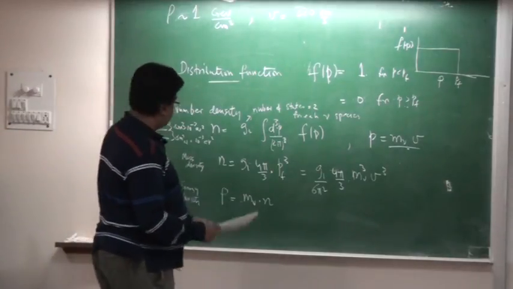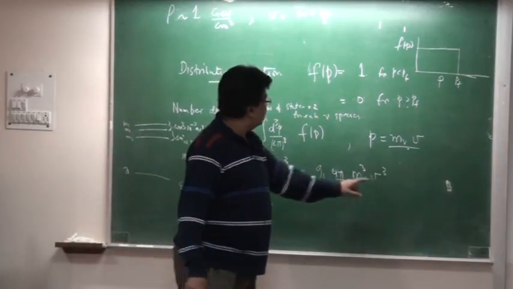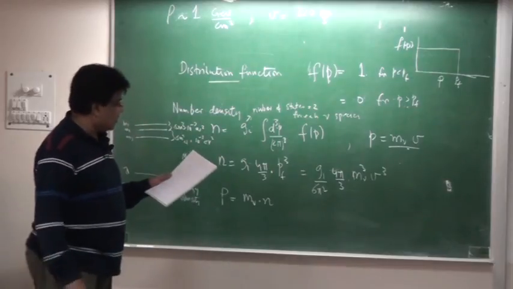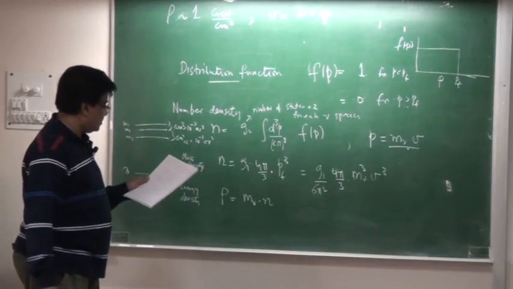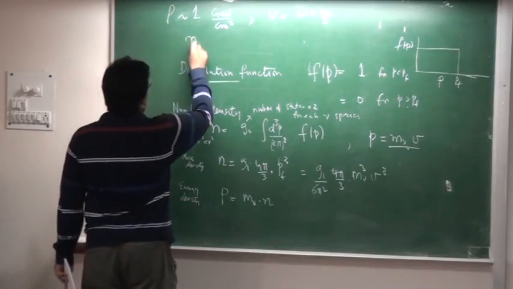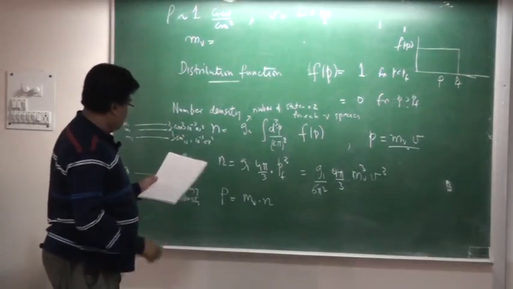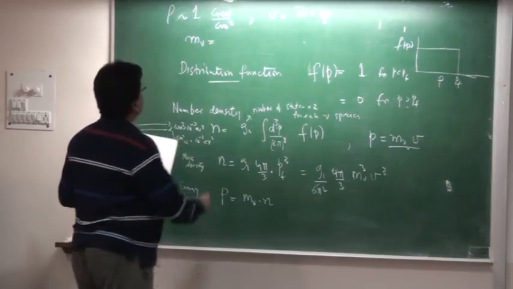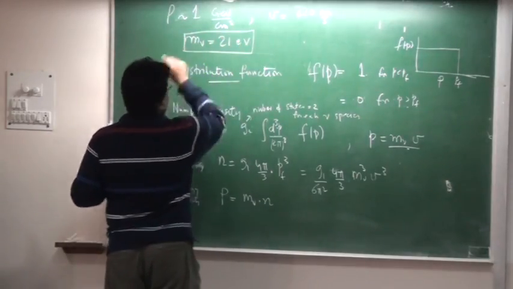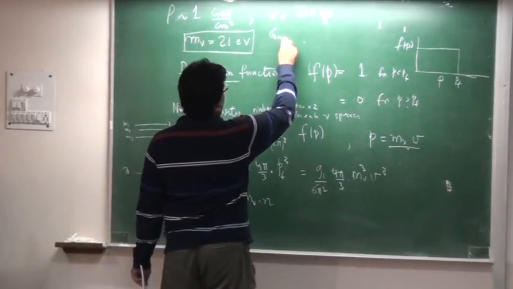Now put in these numbers here. So put rho here, put v there, take g equal to 2, and what you will get is m nu. So if you put these numbers, what you will get is m nu is 21 electron volt. This mass limit is what's called the Gunn-Tremaine limit.